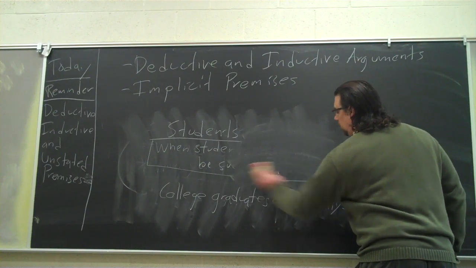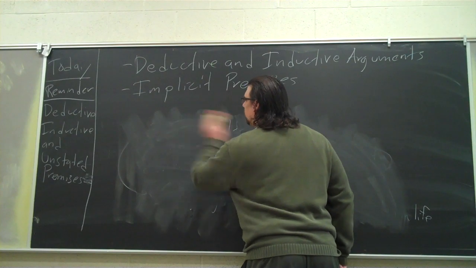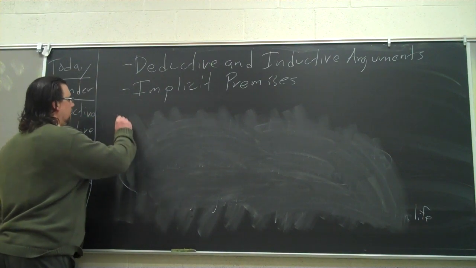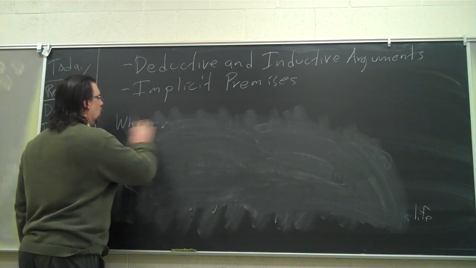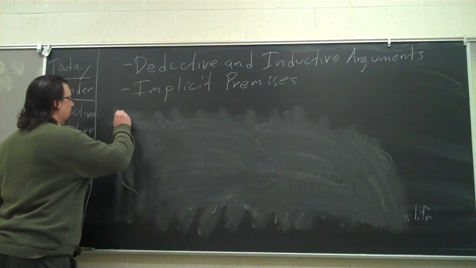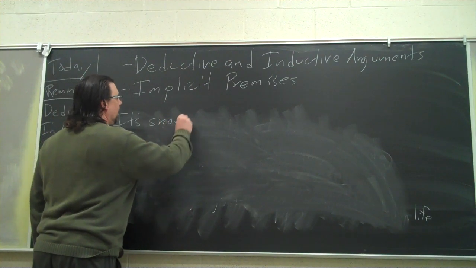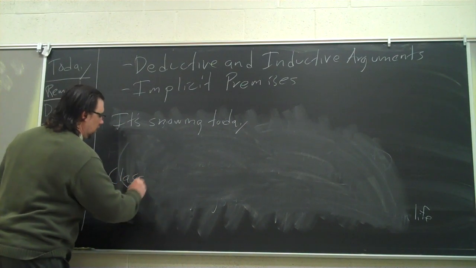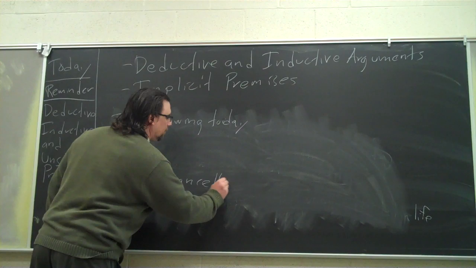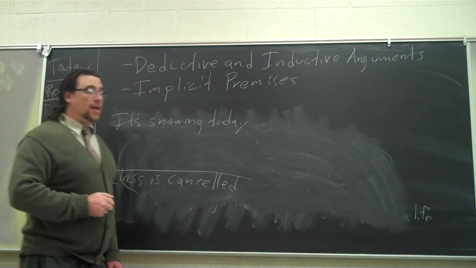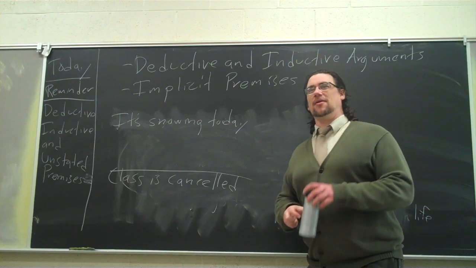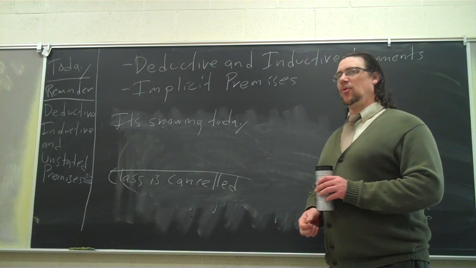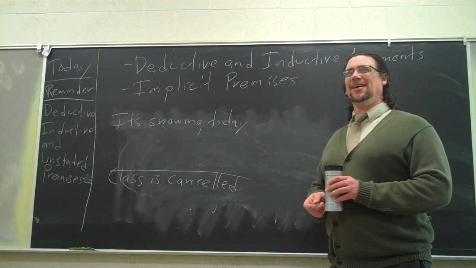Now, let's say we take some other arguments. I want to show you something else about these implicit premises and rules. Let's say we take our old standby: it's snowing today. Therefore, class is canceled. That'll be tomorrow. I heard that we may have a snow day tomorrow. That could be kind of nice. Unfortunately, I don't have any classes tomorrow, just a meeting that I actually really need to be at since I'm coordinating it. So snow days are fun, aren't they?